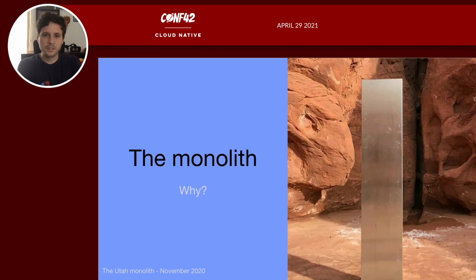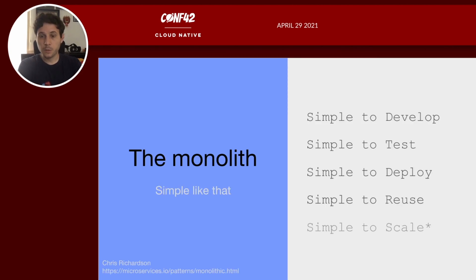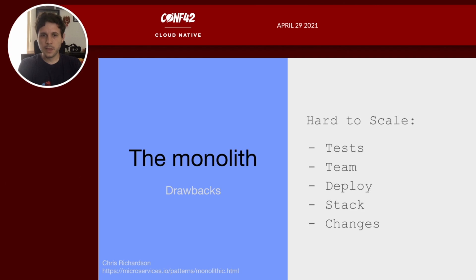Why monoliths? The main reason? Because they're simple. Monoliths are simple to develop, simple to test, simple to deploy, and simple to reuse. They can be simple to scale as well, but usually when you think about monoliths, you think about the drawbacks. And the main drawback of a monolith is that it is hard to scale. Hard to scale the tests, hard to scale the team so that not that many people are working on the same thing, hard to scale the deploy.